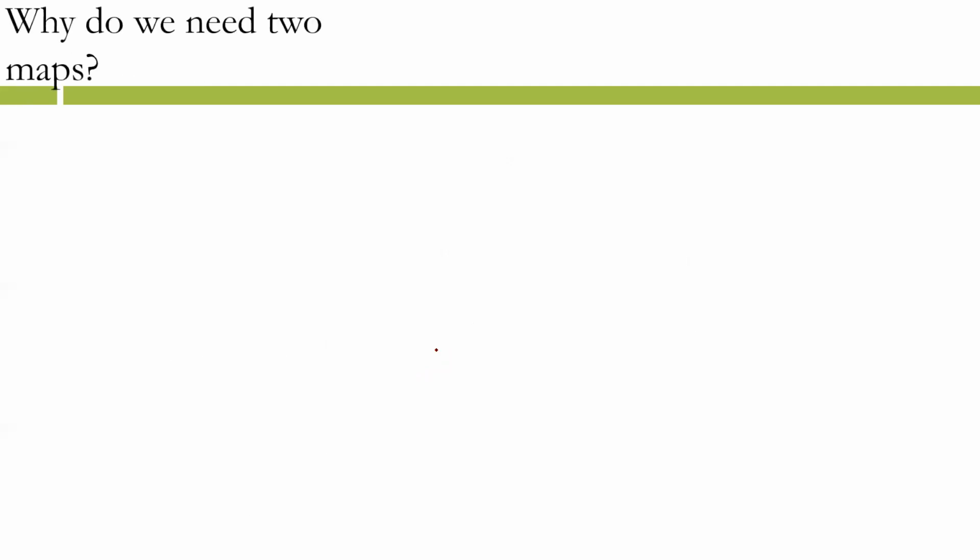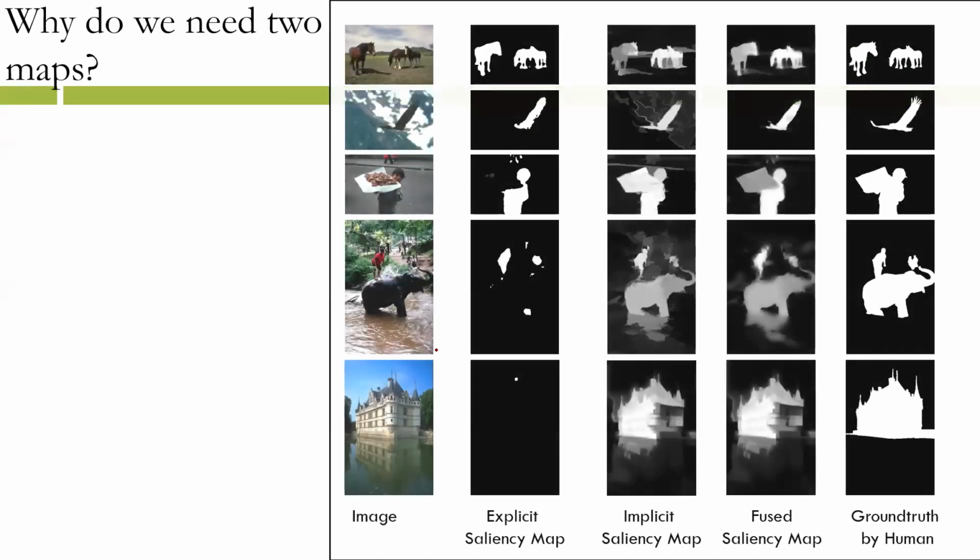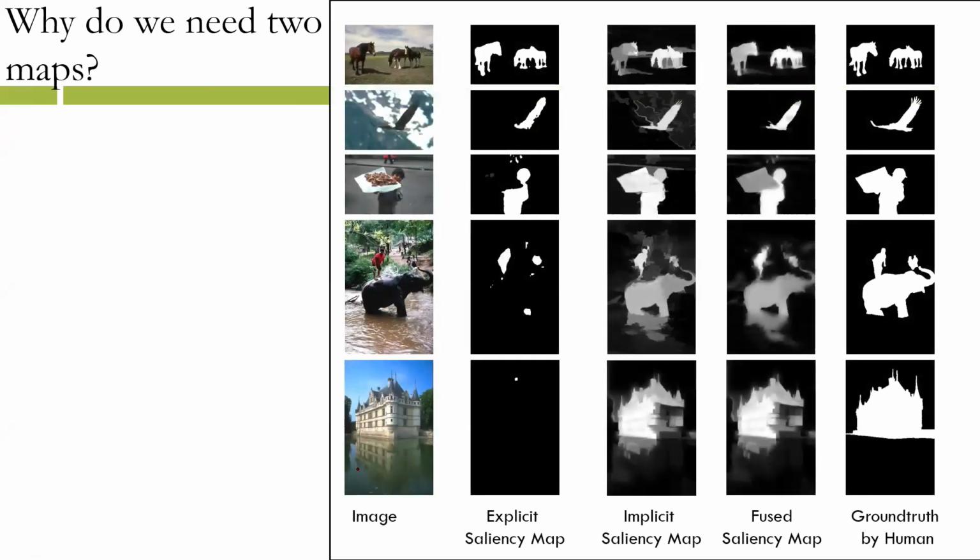And now, why do we need to have two maps, right? One map should be good enough. Why do we need two? I visualize several cases for you. In this example, you see that the explicit map gets the eagle out, because it belongs to the bird class. In the meantime, the implicit map also gets the sky and the mountain, because they have several salient features. But when we fuse them together, we only focus on the main object, which is the eagle.